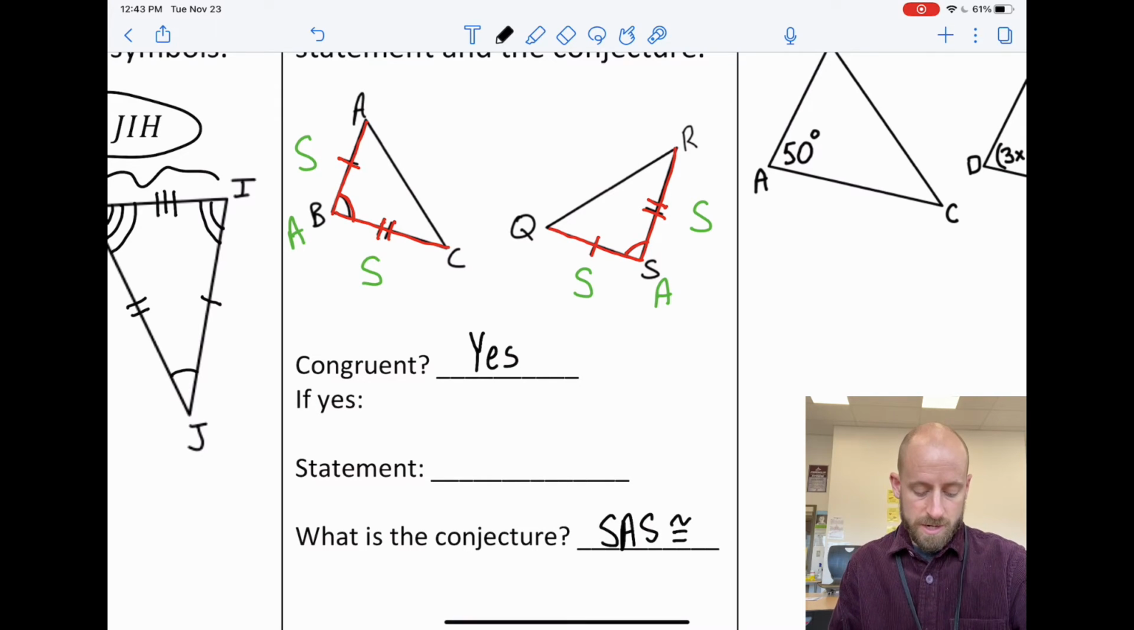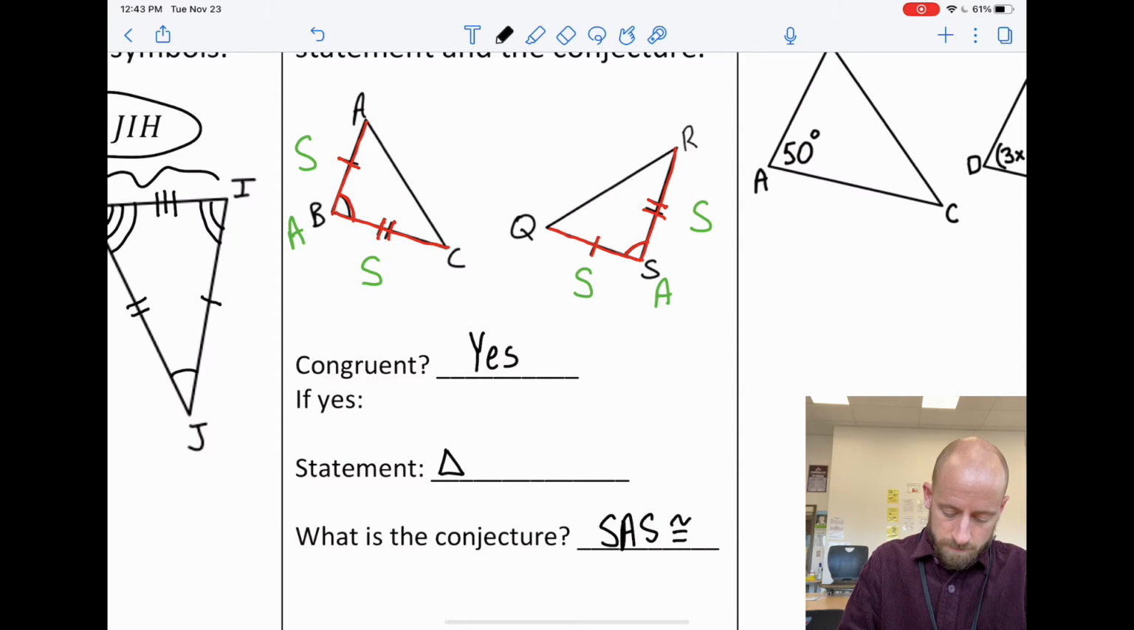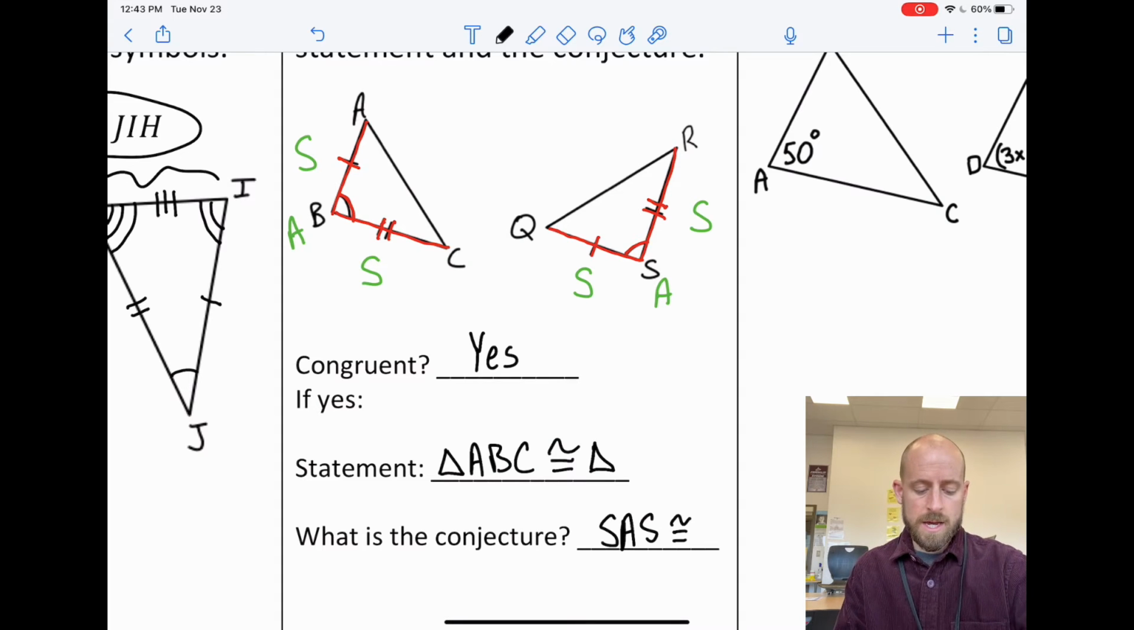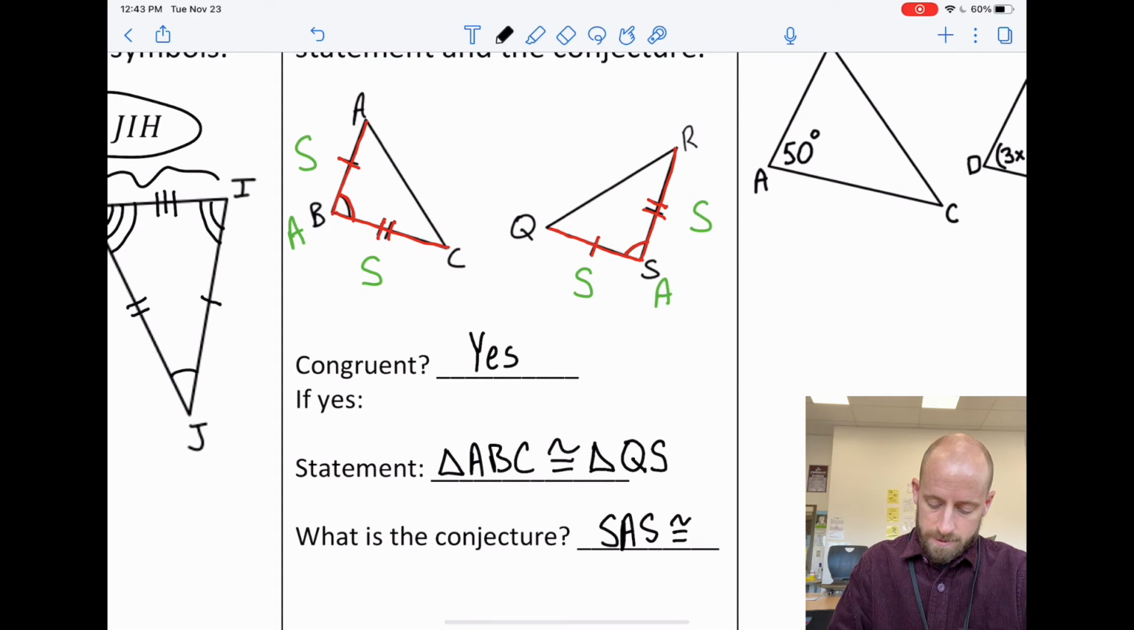Okay, that's the conjecture. And it's asking me to write a statement, so I do need to match up those letters. I'll write that out. Next, we're going to have triangle ABC is congruent to triangle. So let's see, A matches with, that would be Q. What matches with B? Well, certainly S, because those angles were the same. And then C matches with R.